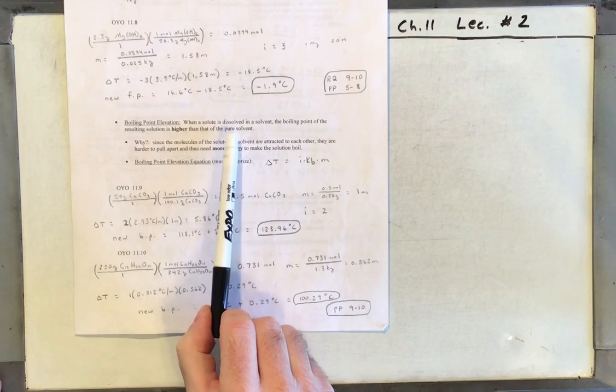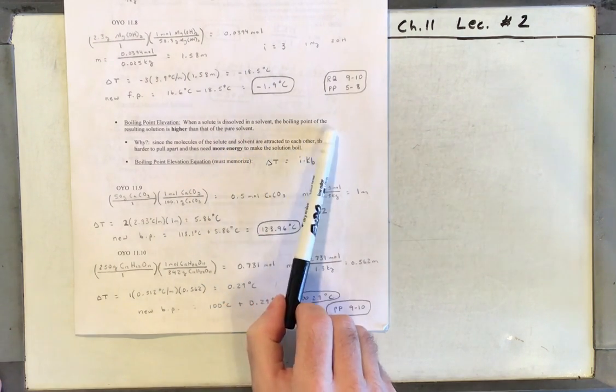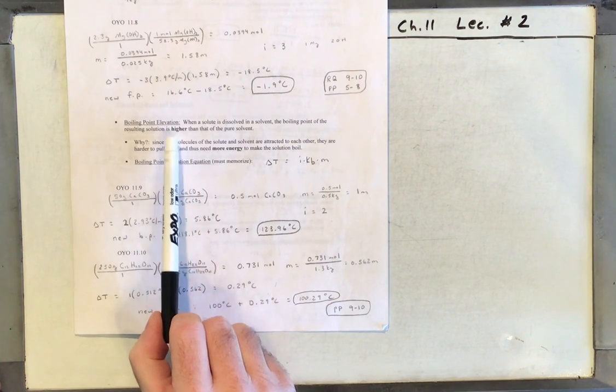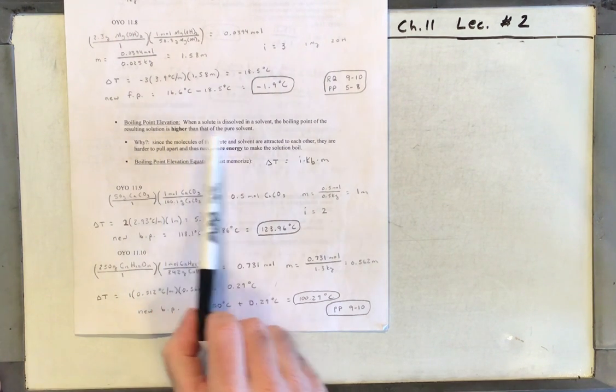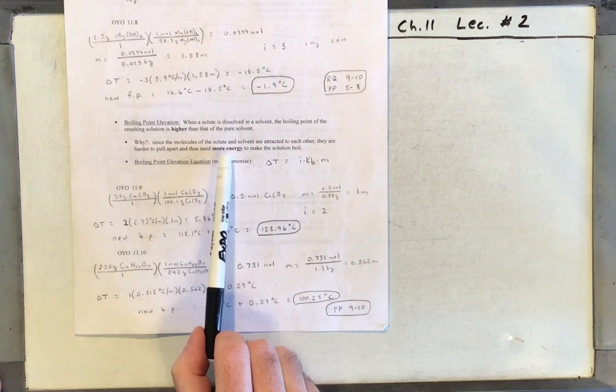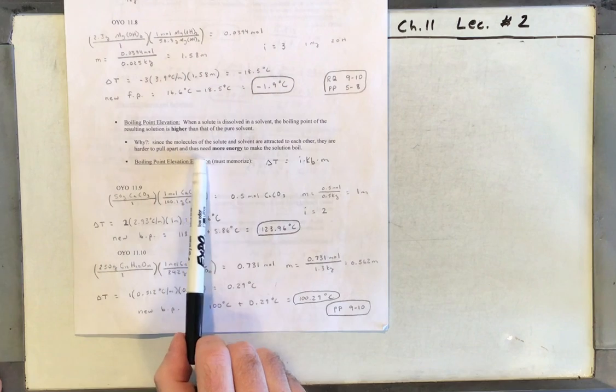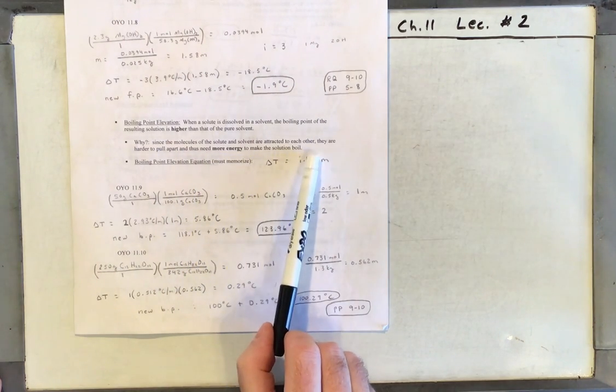When a solute is dissolved in a solvent, the boiling point of the resulting solution is higher. So with freezing point, it's lower. With boiling point, it's higher than the pure solvent. And why is that? Since the molecules of the solute and solvent are attracted to each other, they're harder to pull apart and need more energy to make the solution boil.